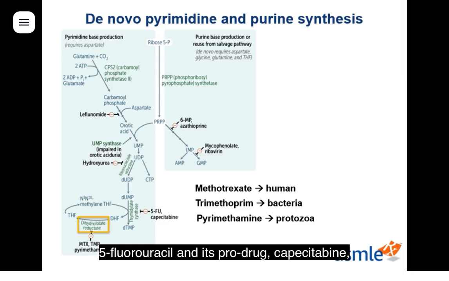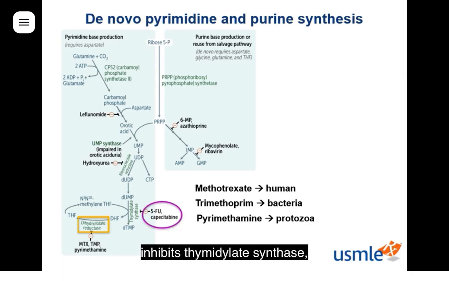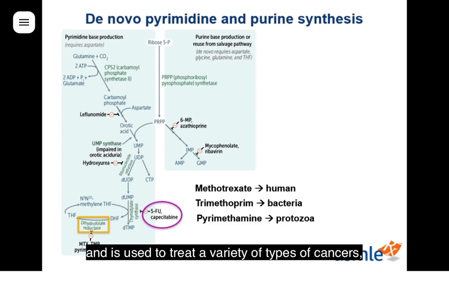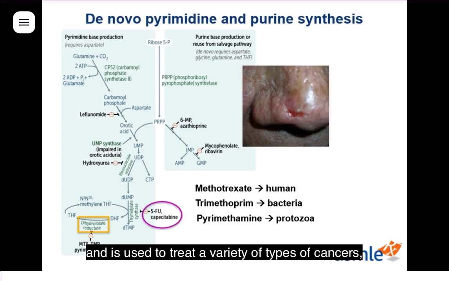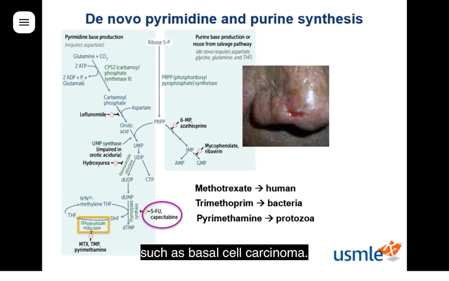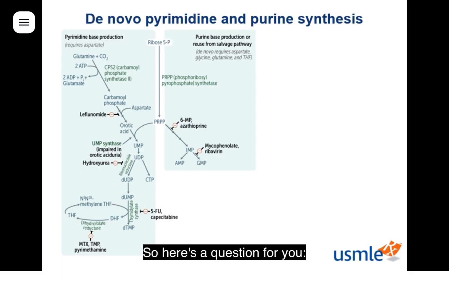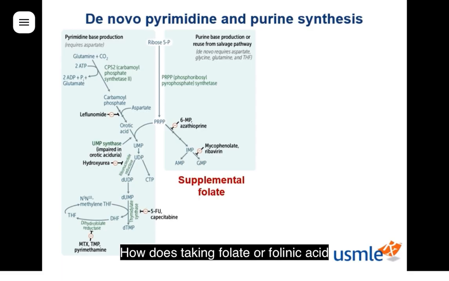5-fluorouracil and its prodrug, capecitabine, inhibits thymidine synthase and is used to treat a variety of types of cancers, such as basal cell carcinoma. So here's a question for you. How does taking folate or folinic acid affect the drugs that interfere with this cycle? This is something that always confused me when I was trying to study for Step 1.